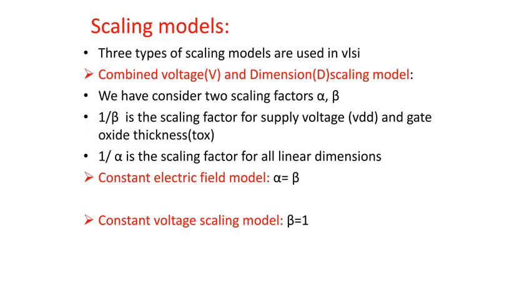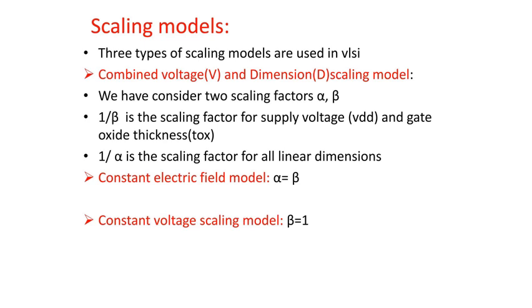So there are three types of scaling models that are used in VLSI. One is called the constant field scaling, sometimes referred to as full scaling. Secondly, constant voltage scaling, and thirdly, lateral scaling or gate shrink, what is known as a gate shrink.